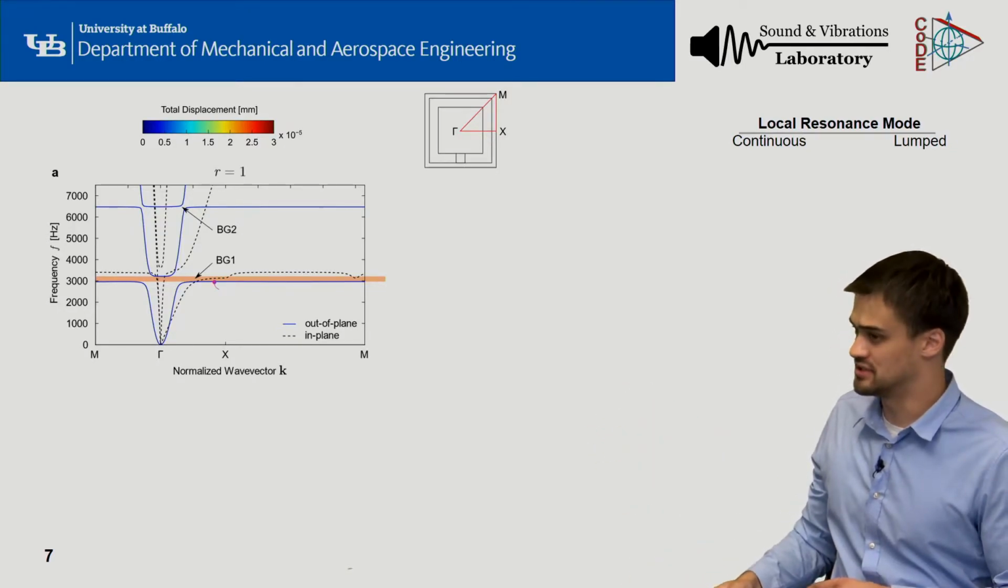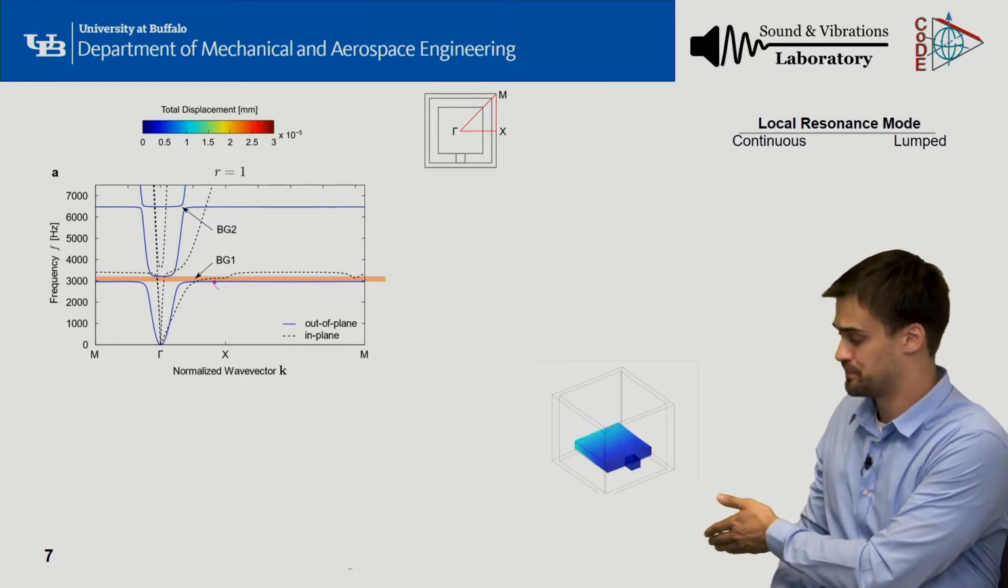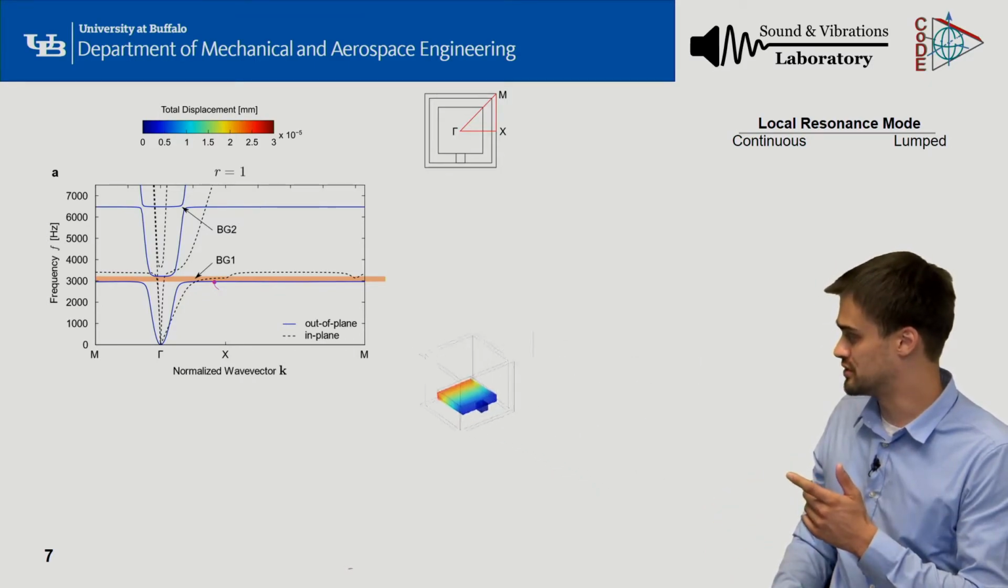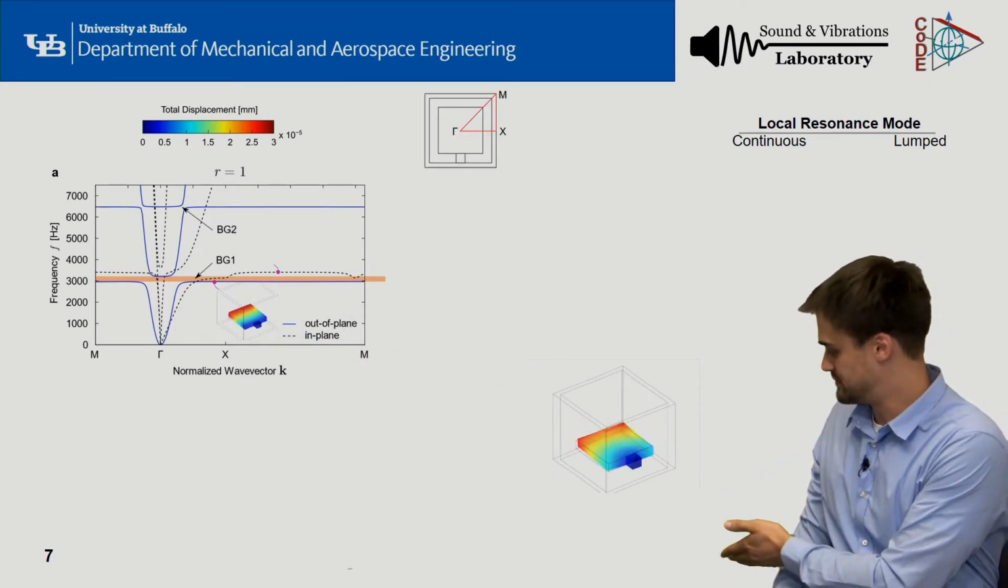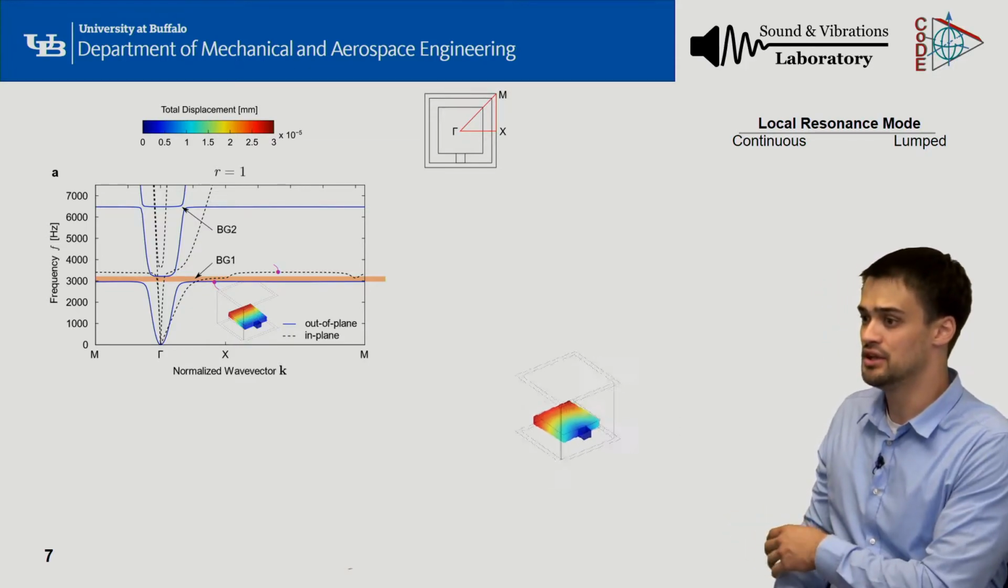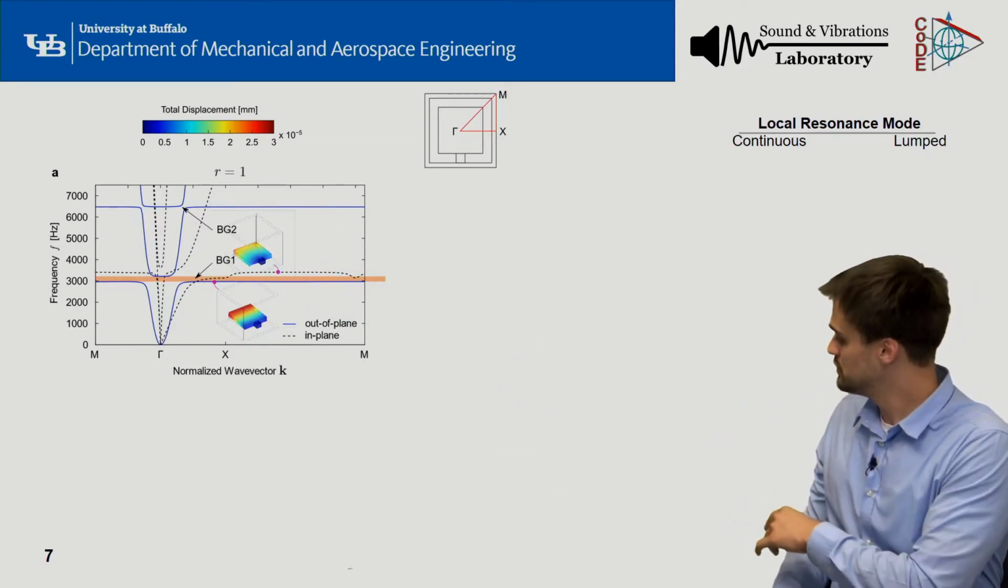The first eigenmode is an out-of-plane mode, and looks like so. The next eigenmode is an in-plane mode, and looks like this. And again, the third eigenmode is an out-of-plane mode, which looks like this.